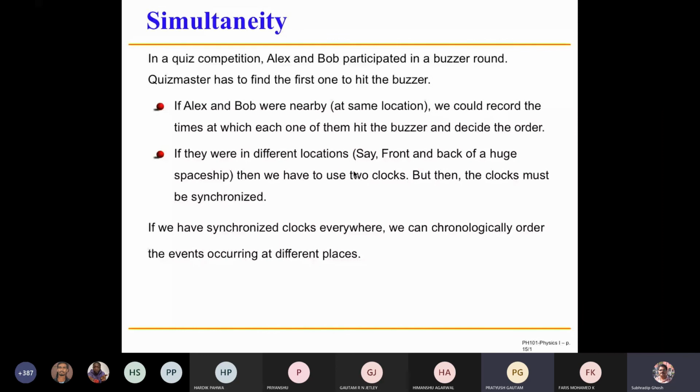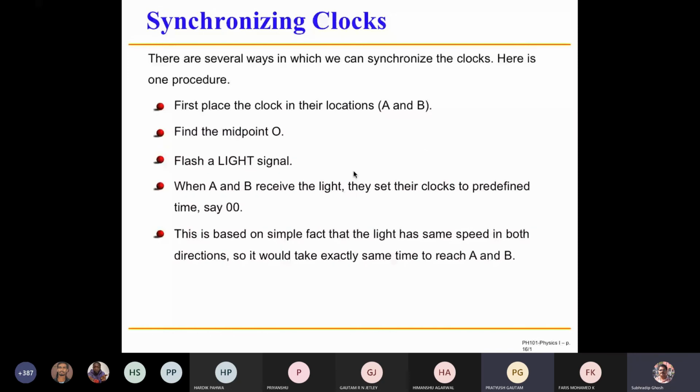There are several ways, but the best one, or one of the best, is like this. First you place two clocks in two locations, A and B. Instead of Alex and Bob, let's call them A and B. Now, say from Guwahati to Kashmir, find the midpoint, O, along this distance. Now flash a light signal. When A and B receive the light, they set their clocks to a predefined time, say 00, and their time starts.